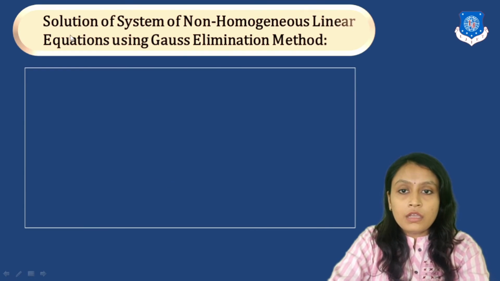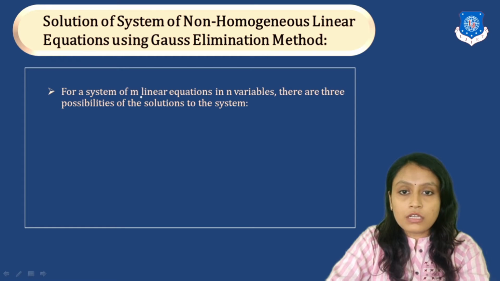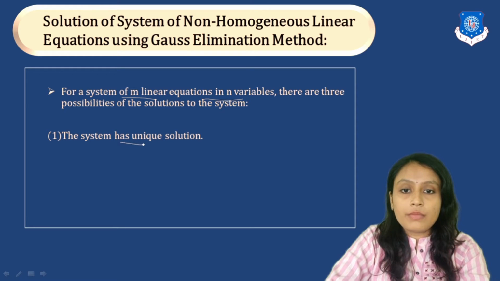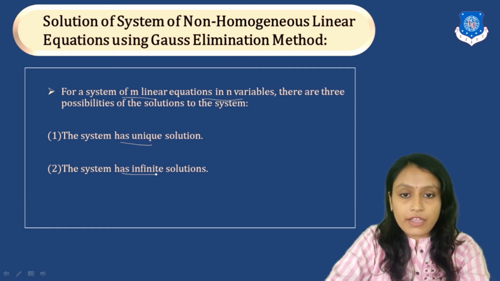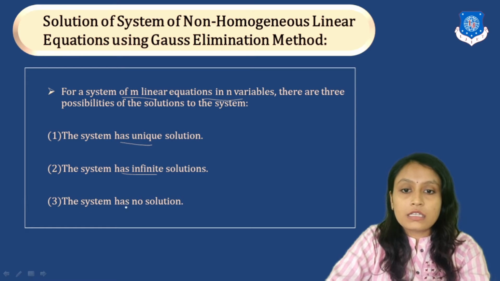Now let's study the solution of system of non-homogeneous linear equations using Gauss elimination method. So for a system of n linear equations in n variables, there are three possibilities of the solution. The first one is the system has a unique solution. Next, the system has infinite solutions, and the system has no solution.